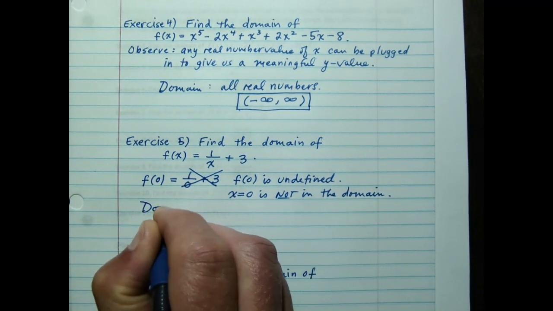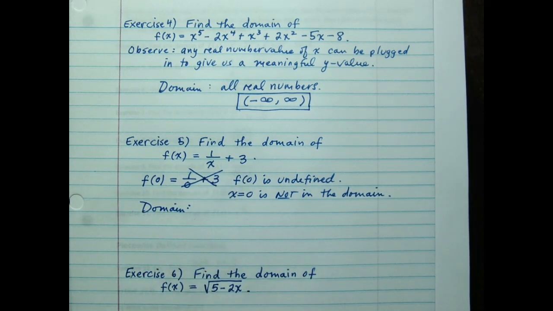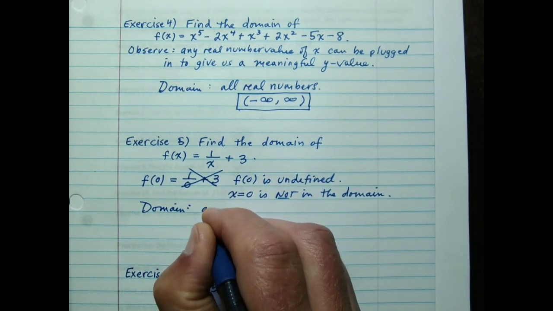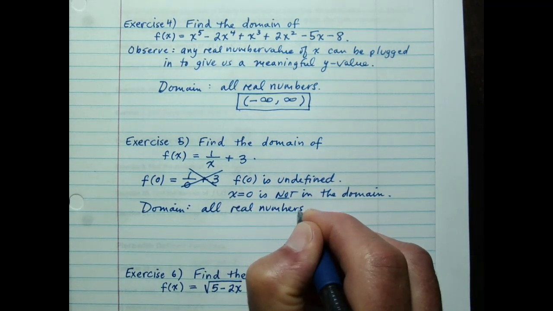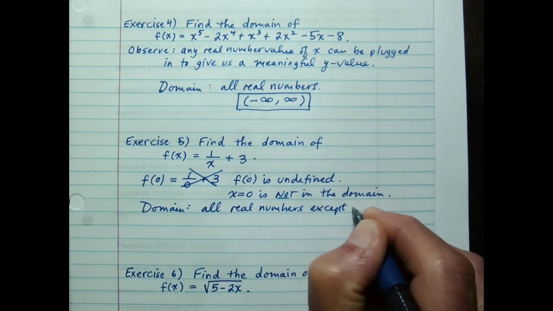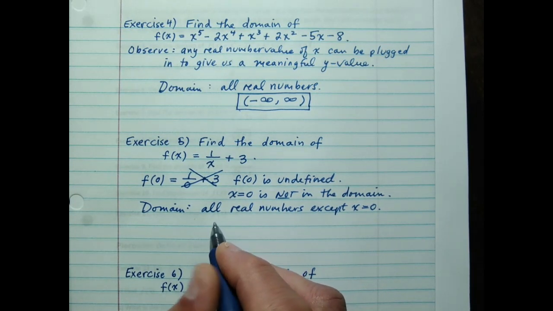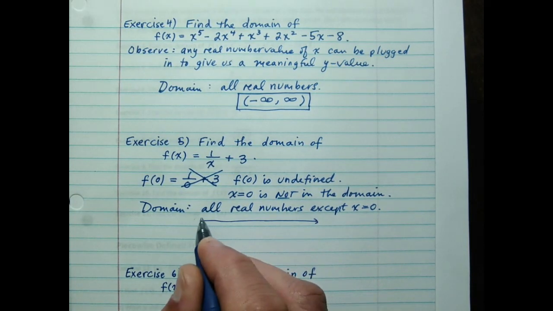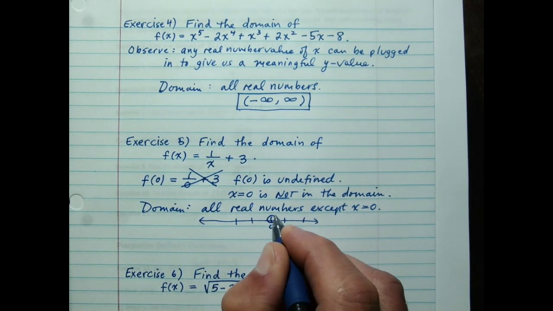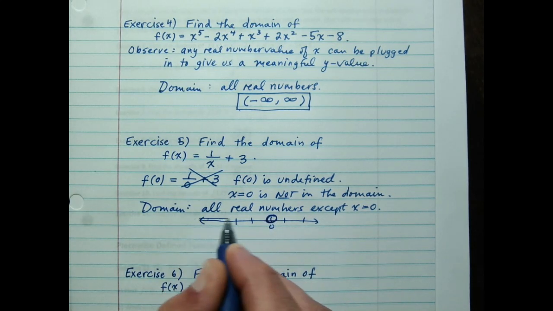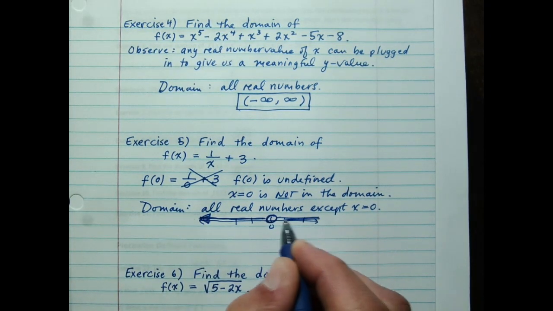So what does our domain consist of here? In fact, that's the only problem number here. Any other value of x could be plugged in. So in words, the domain is all real numbers except x equals 0. But we want to turn this into interval notation now. So let's just think about a number line. If we wanted to include all real numbers except 0, we've got to leave a hole at 0. We want everything less than 0. We want everything greater than 0.